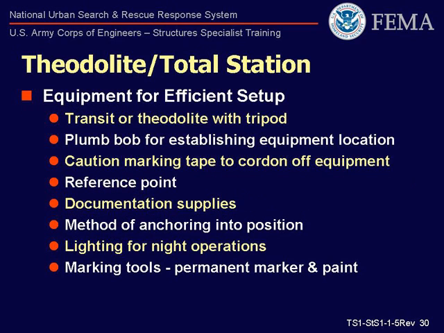The typical elements required for adequate setup of the total station instrument are transit or theodolite, tripod, plumb bob for establishing equipment location, caution marking tape to cordon off the equipment, control point, documentation supplies, method of anchoring into position, lighting for night operations, marking tools, permanent marker, paint.